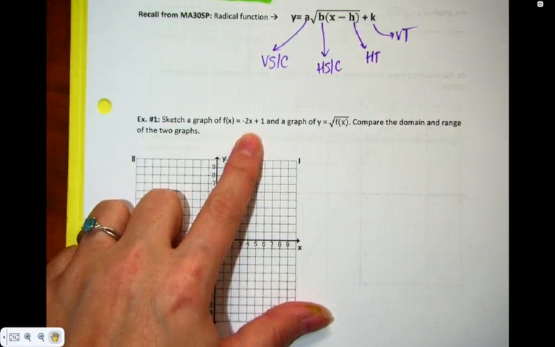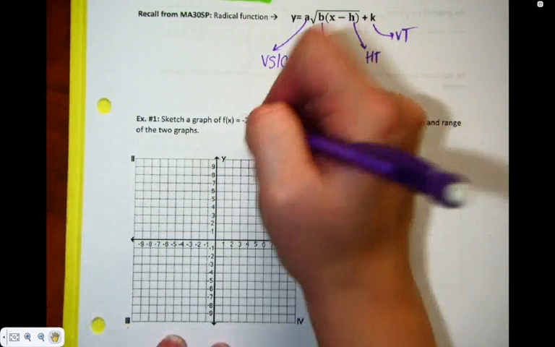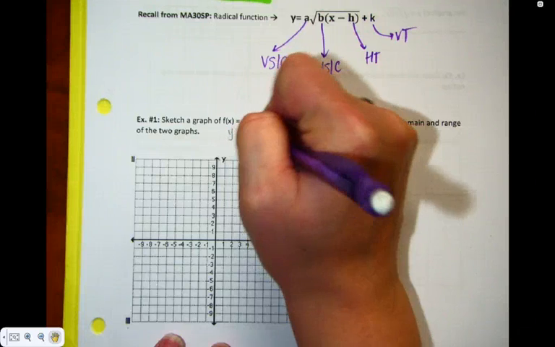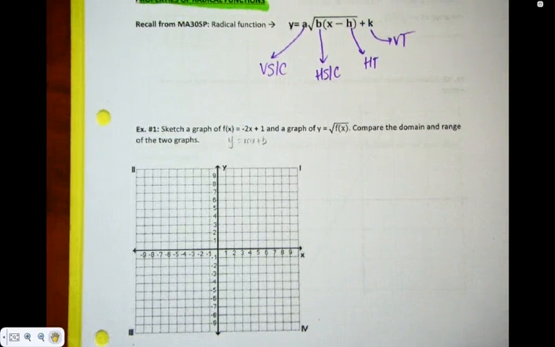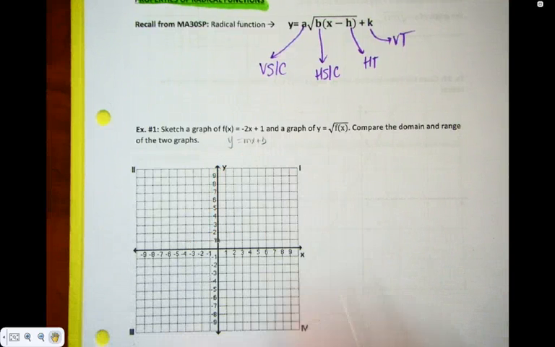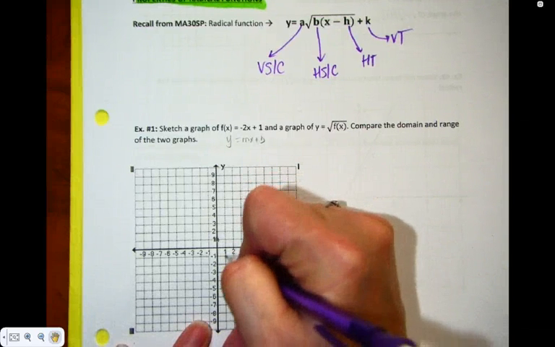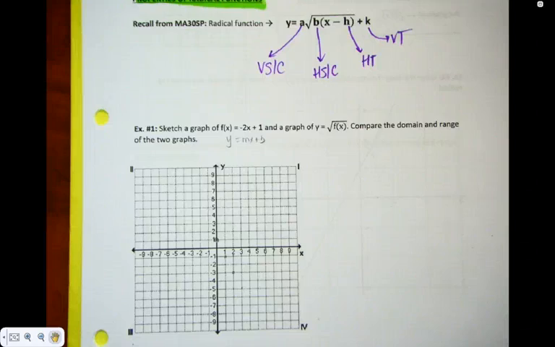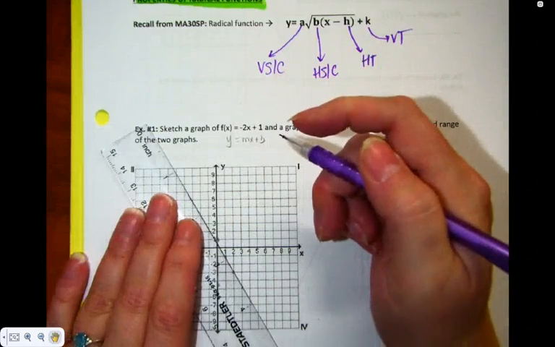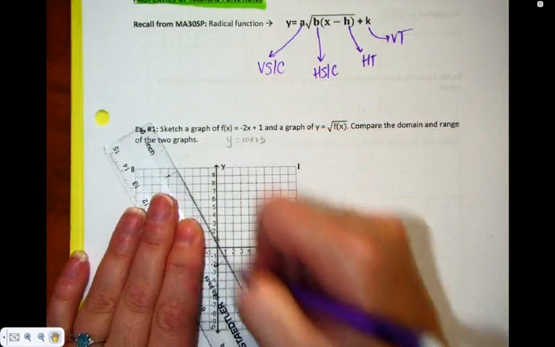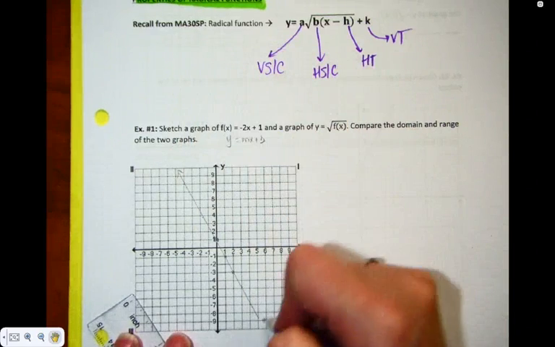How do we graph a line? Y equals mx plus b. What does b stand for? Intercept, so it's going to be at 1. What does m stand for? Slope. Rise over run, slope. So from that point, we're going to count 2 units down and 1 unit over. Remember in grade 10 when that was so hard and now it's so easy?